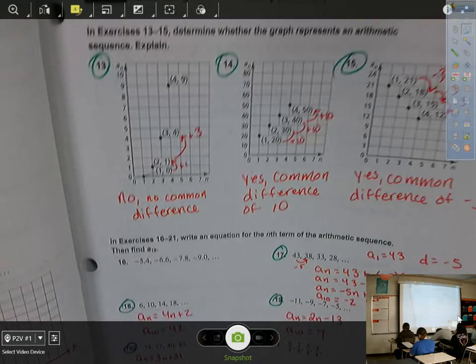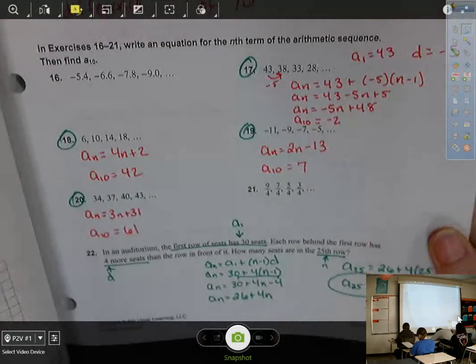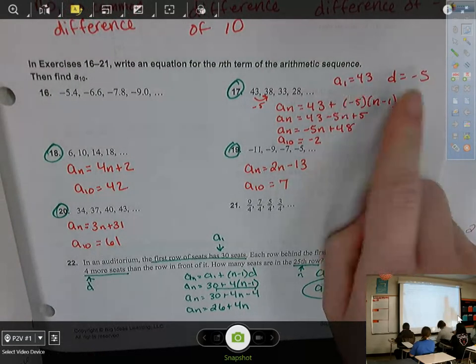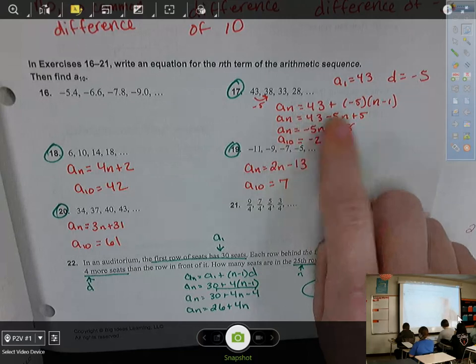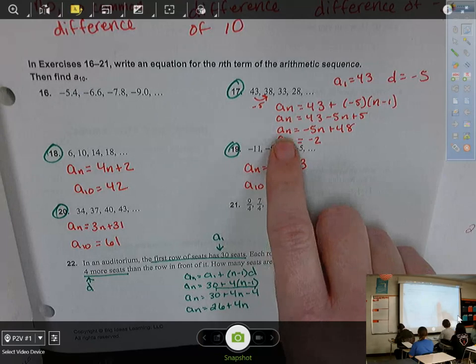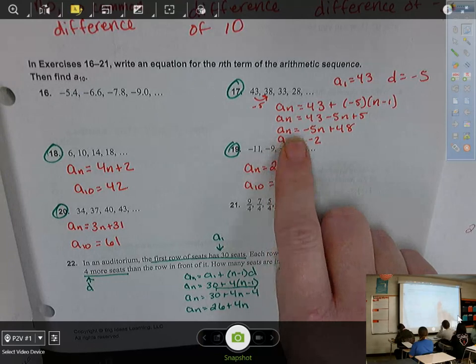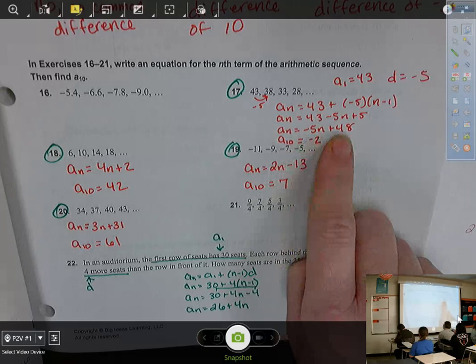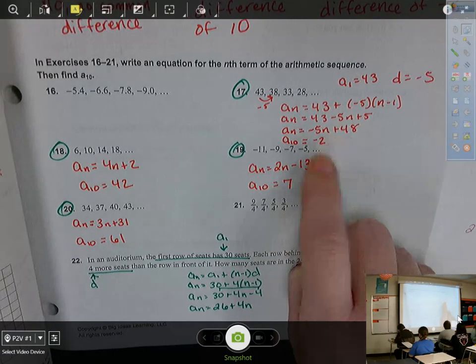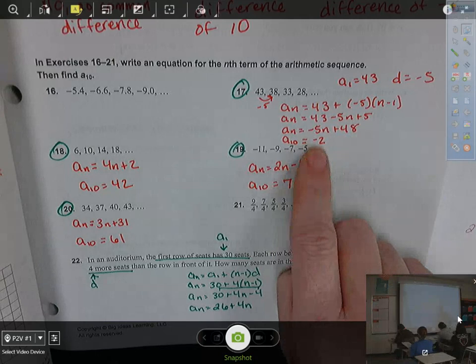Okay. I worked out number 17 so that way you could see that. And I even wrote down what A1 was and what d was, and I showed how I plugged it in and worked it out. And for my function or my equation, I get that the nth term, or A sub n, equals -5n plus 48. You could have also written it as 48 minus 5n. And then for the 10th term, you should have gotten -2.